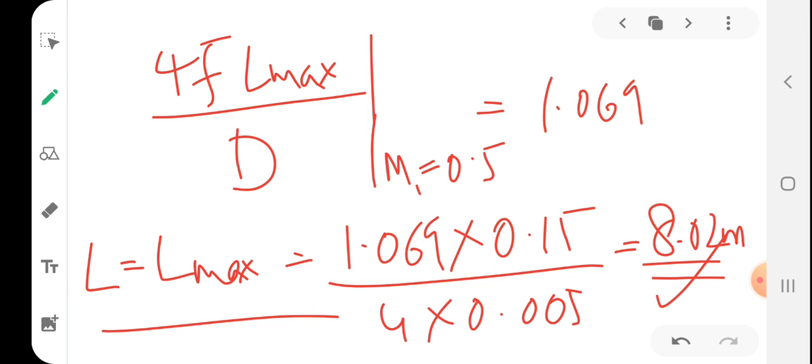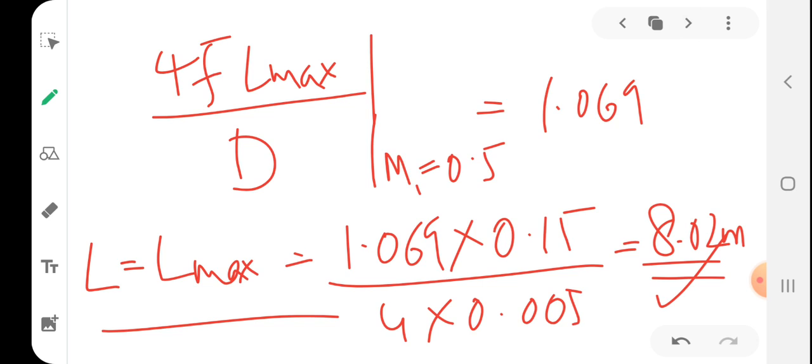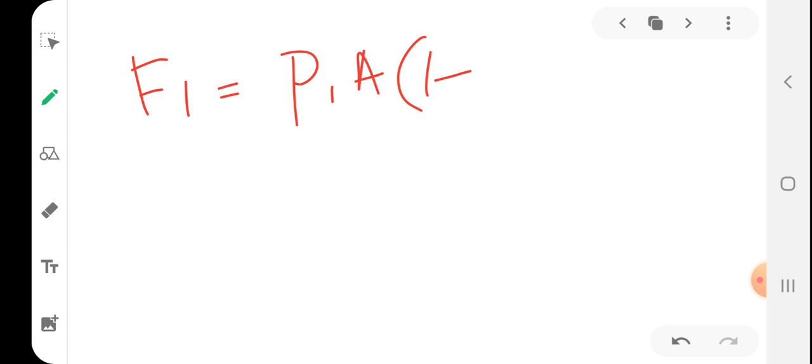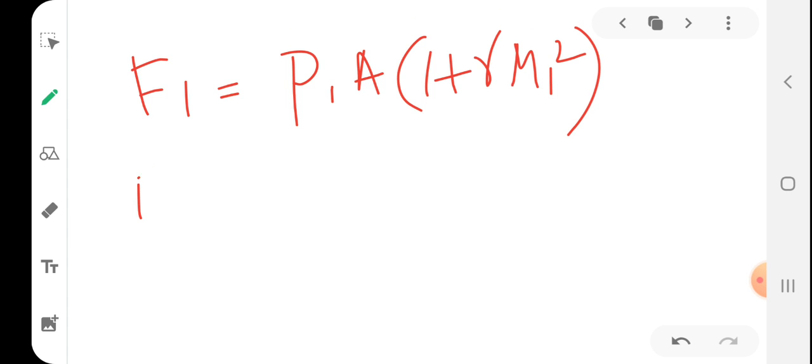Now we have to find the change in entropy and the change in impulse function. First we can calculate the change in impulse function. What is the impulse function? F1 corresponding to the first section will be P1 into A into 1 plus gamma M1 square. You know this equation. So what should be found out? F1 minus F2.